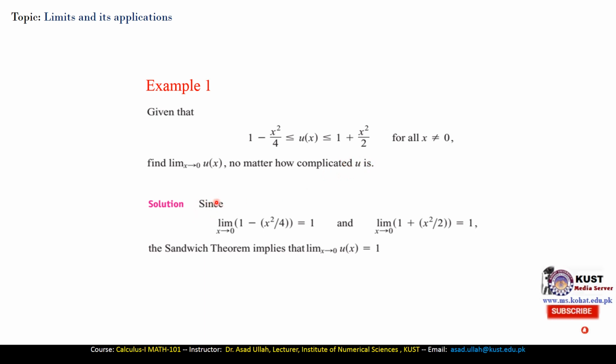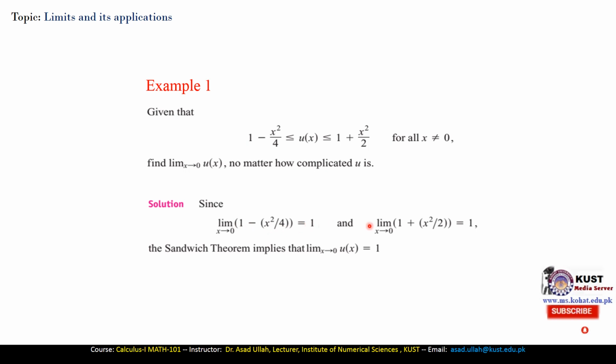In the solution, we will use the sandwich theorem, so that's why we will find the limit of this function and then the limit of 1 plus x squared divided by 2. So the limit of the function 1 minus x squared divided by 4 when x tends to 0 is equal to 1. When we put x equal to 0, this term is equal to 0, and we will get only the constant which is equal to 1.